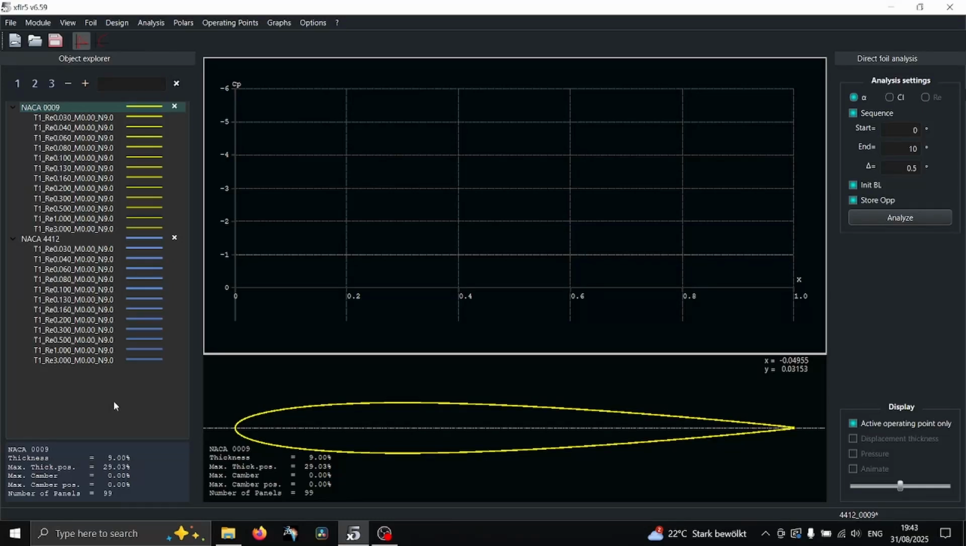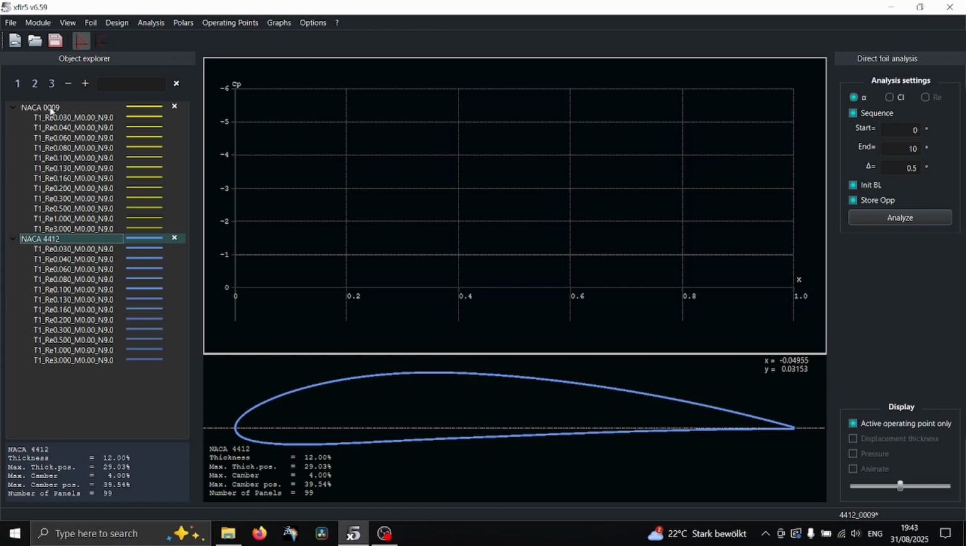Hello folks, I decided to make a short video about the comparison between symmetric and asymmetric airfoil, how some data is changing, and how basically the asymmetry in a wing airfoil affects the lift capabilities. So as you remember, in the previous video we did some analysis in XFLR5. We compared NACA 0009 and NACA 4412. So basically that's the symmetric airfoil, that's the asymmetric airfoil.